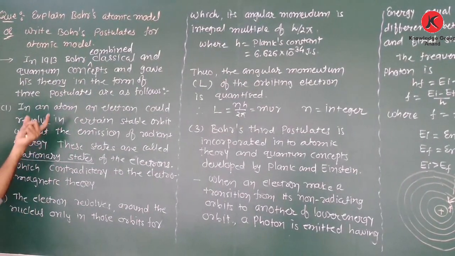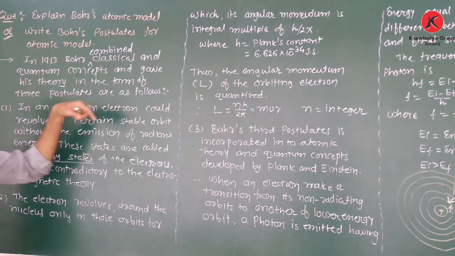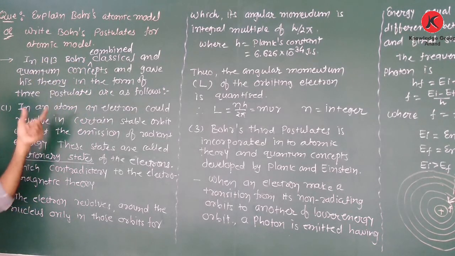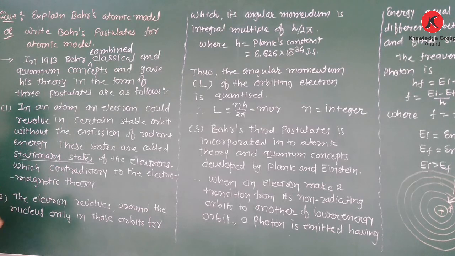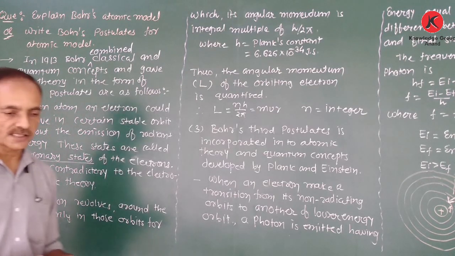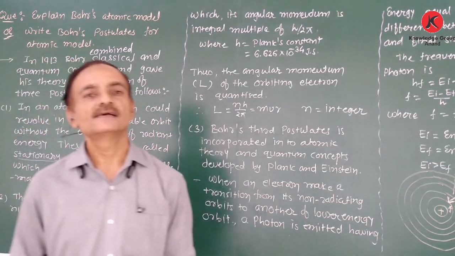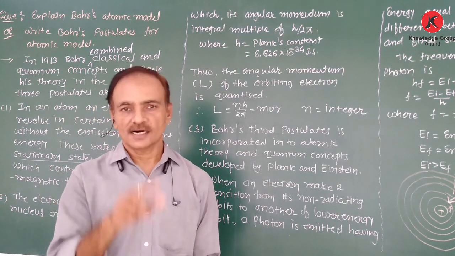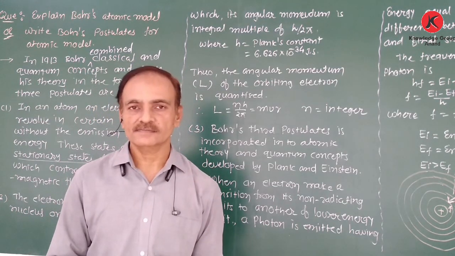And what are Bohr's postulates for the atomic model? In 1913, Bohr combined the classical and quantum concepts and gave his theory in the form of three postulates, which are as follows. These three postulates give or suggest the fixed number of orbits.